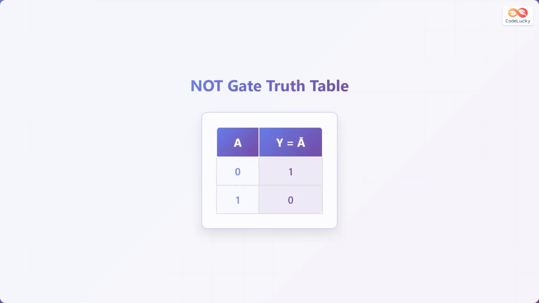This is the truth table for a NOT gate. When input A is 0, the output Y is 1. When input A is 1, the output Y is 0. The equation for the NOT gate is Y equals NOT A, also written as Y equals A with a bar over it.